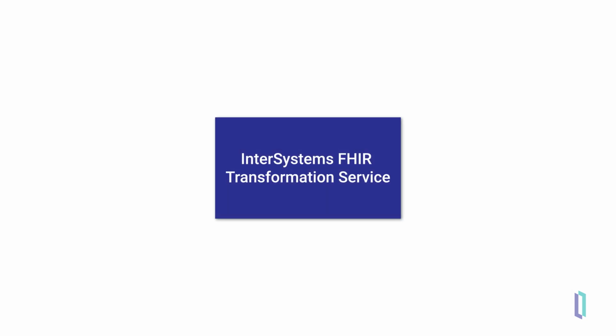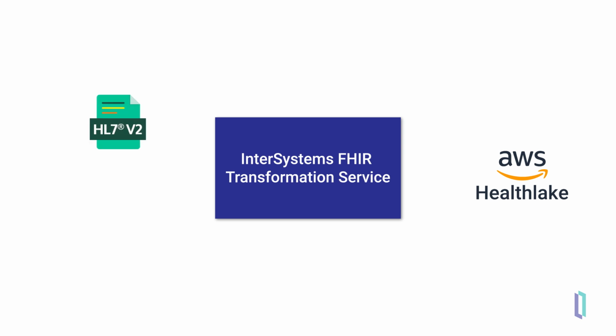The FHIR Transformation Service provides a simple and reliable way to convert messages into the FHIR format and store structured health data in AWS HealthLake. With a few configuration steps, resources like HL7 V2 messages and CDA documents can be seamlessly ingested, transformed, and queried in a secure and scalable environment.